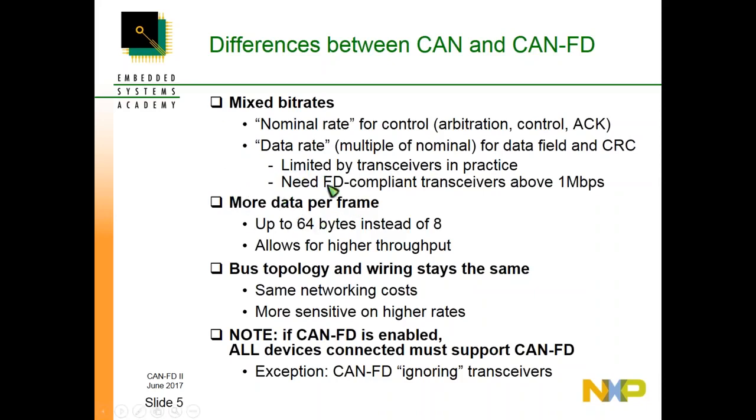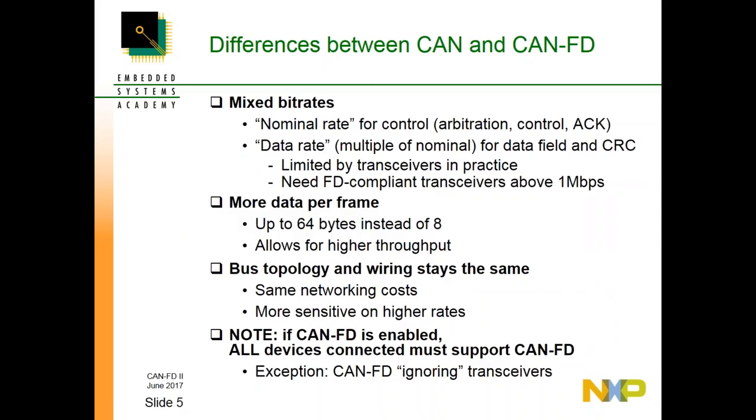Well, what are the changes? Besides the bit rates, we now have more data per frame. A message frame was always limited to 8 bytes in the past. Now we can do up to 64 bytes. The nice thing about the bus topology is that the wiring can stay the same, so you can still use the same old wiring. However, we have to say that it becomes more sensitive at higher bit rates.